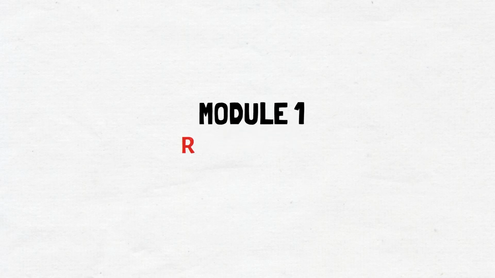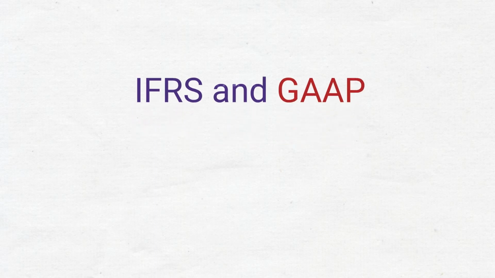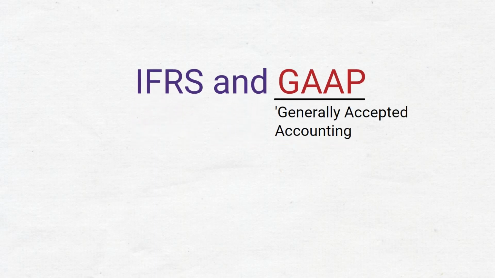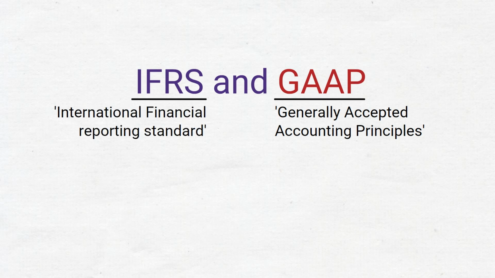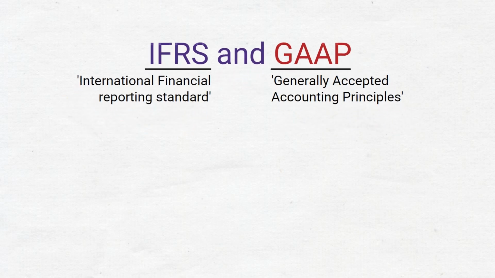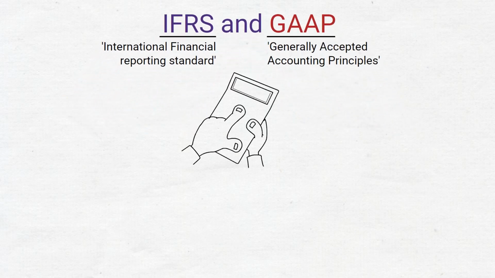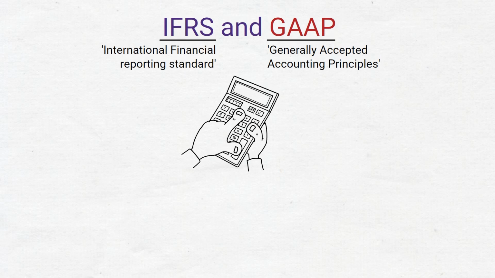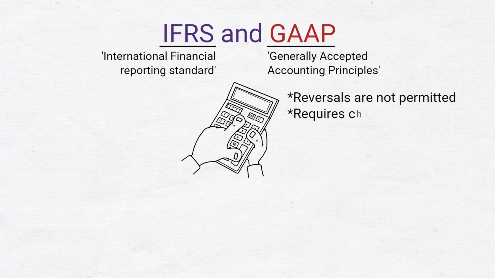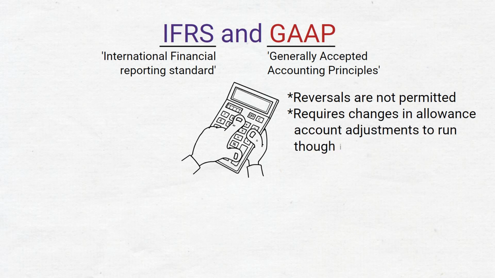Module 1. Receivables, IFRS and GAAP. Under both the United States developed Generally Accepted Accounting Principles, or GAAP, and the International Financial Reporting Standards, or IFRS, the allowance method is used to estimate uncollectible accounts, and the expense for estimated uncollectible is recorded in the same period as the revenue generated from those receivables. However, when a receivable is determined to be uncollectible, the expense is recognized immediately under GAAP.